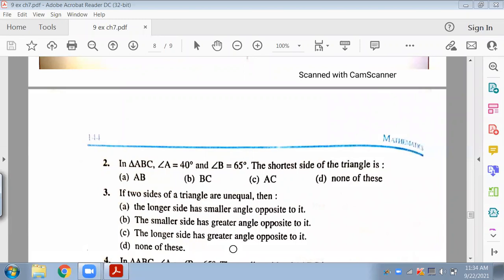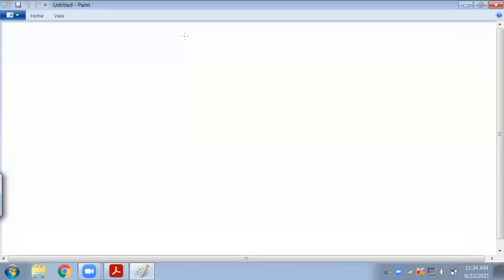First, we are going to see some of the theorems. Then we are going to solve some problems. Now, what we're going to see is inequalities in a triangle.